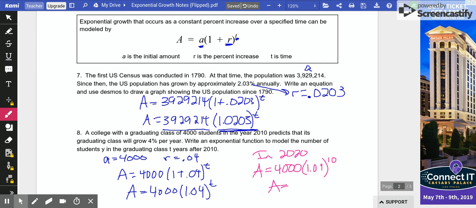Well, shoot, I don't have a calculator right here. Let me see if I can get one real quick. Hang on, I want to find a calculator.